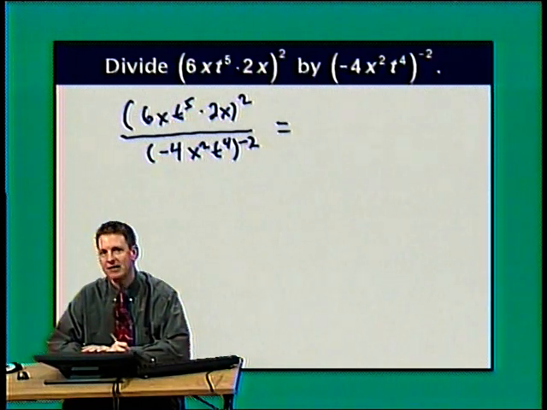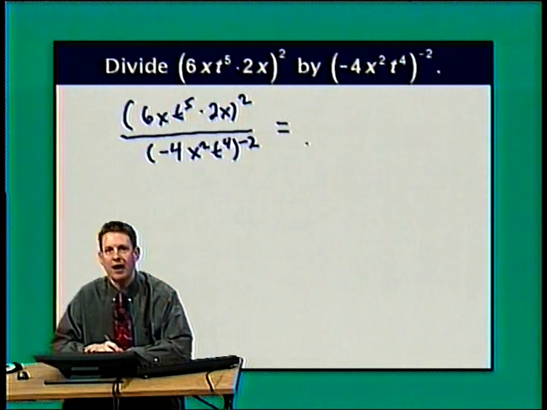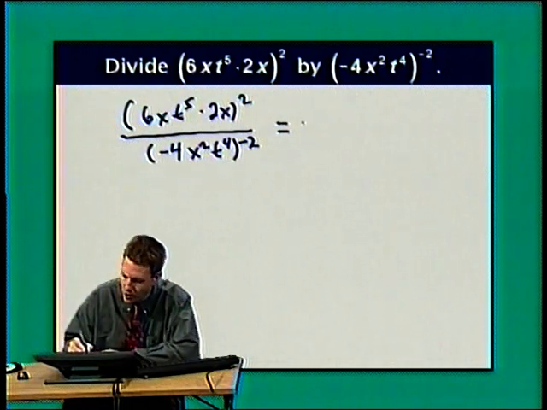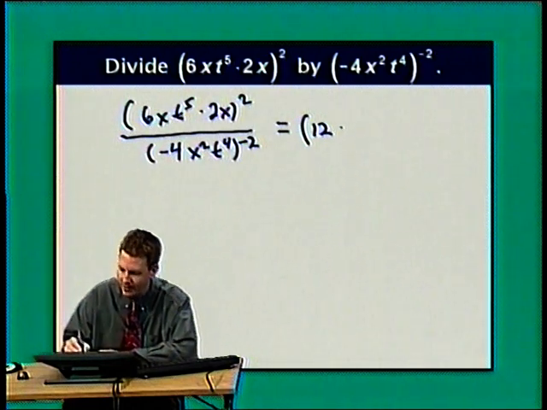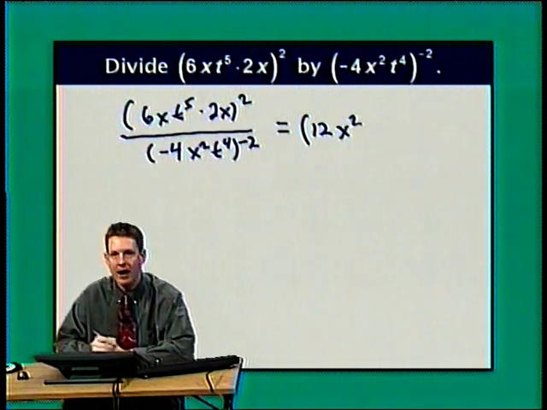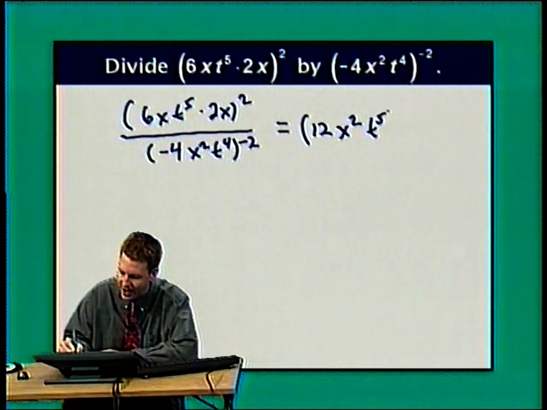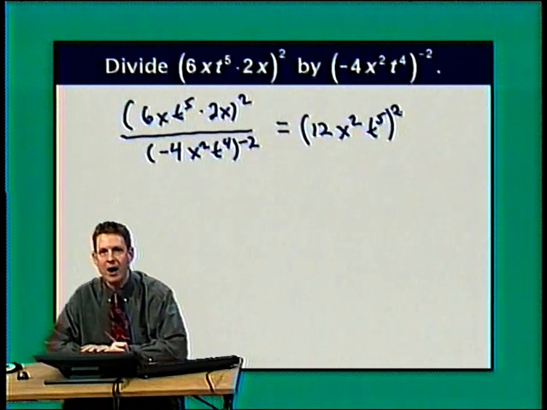I'm going to go ahead and simplify what's inside the parentheses in the numerator. So inside the parentheses in the numerator, I have a factor of 6 and a factor of 2. Those are going to multiply to 12. I have 2 factors of x, so that's x squared. And I also have my t to the 5th factor. And all of this is squared.